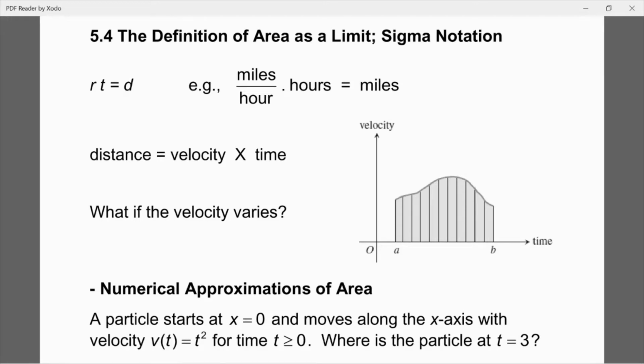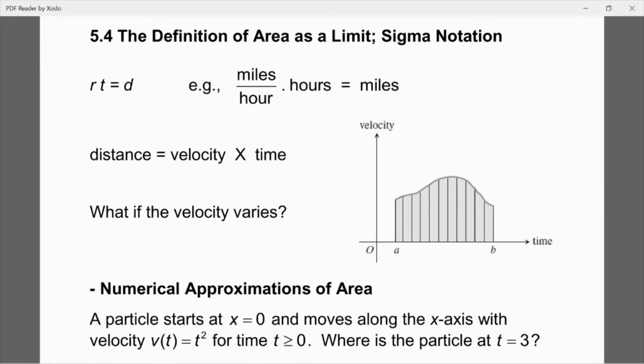Now, the title of this section is the definition of area as a limit, and then it also says sigma notation. But the main idea behind what is covered in this section is going to be rectangular approximation and different ways we can write out those rectangular approximations.